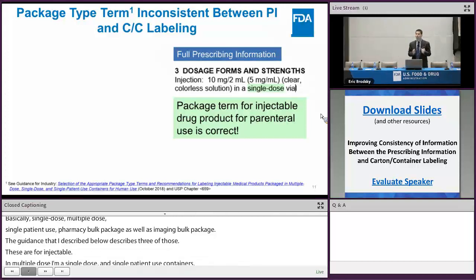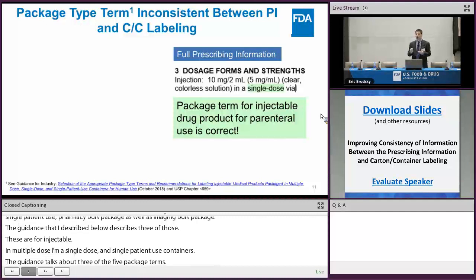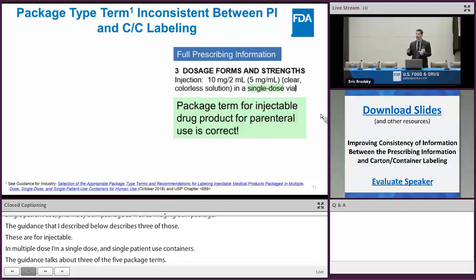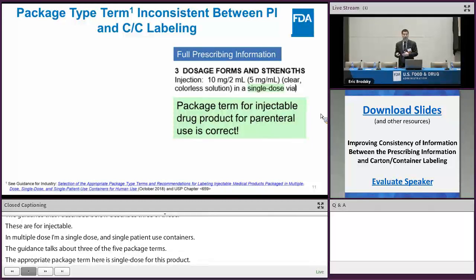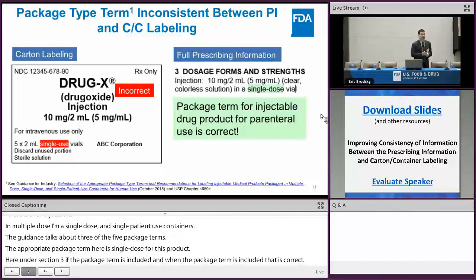So the appropriate package term here is single dose for this parenteral product. So here under section 3, when the package term is included, that's correct. But now going to the carton labeling, this uses the term single use, which is incorrect.